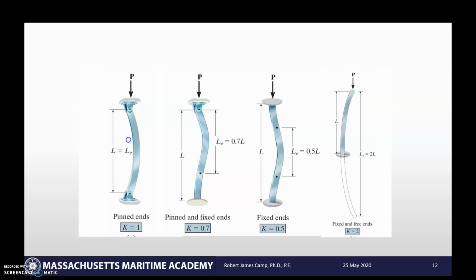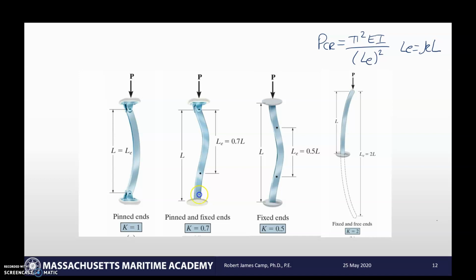Once again, let's just write this over again. My critical load is going to be pi squared EI over KL squared, or the effective length squared, where our effective length is going to be K times that length. So in this case, K is 1. If it's pinned at one end and fixed at the other, so it's able to freely spin here, but it can't here, its K is going to be 0.7.